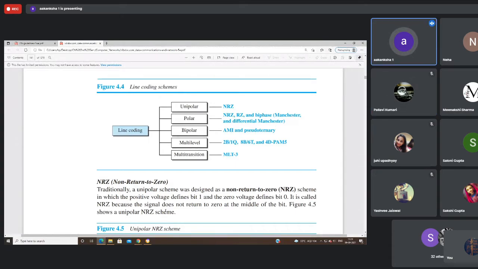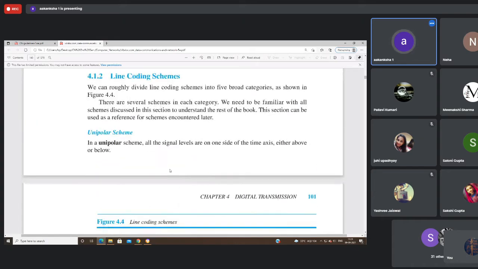So when we have only one sign, one polarity, either positive or negative, that is unipolar. When we have 2 opposite polarities, 2 different signs, negative voltage and positive voltage, that is polar. And bipolar means both polarities: the same signal can have positive and also negative. So these are the 3 schemes for line encoding in the physical layer for encoding digital data.